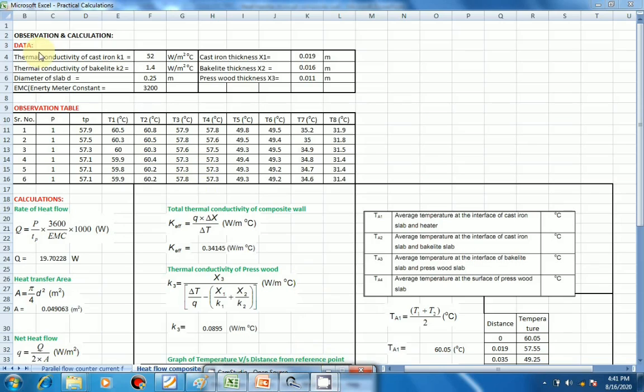Now we'll see the calculations with the help of the Excel sheet. So here we have written the data which is given to us, and this is the reading which we took after performing the experiment. We took this reading 1.5 hours after starting the experiment.